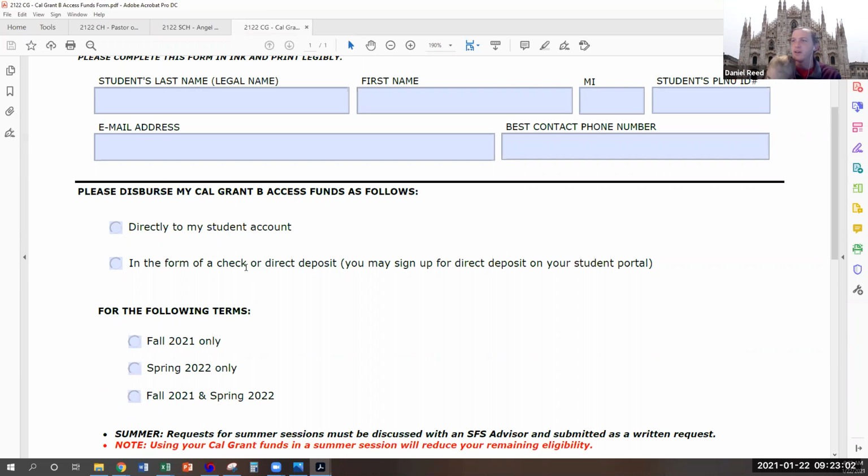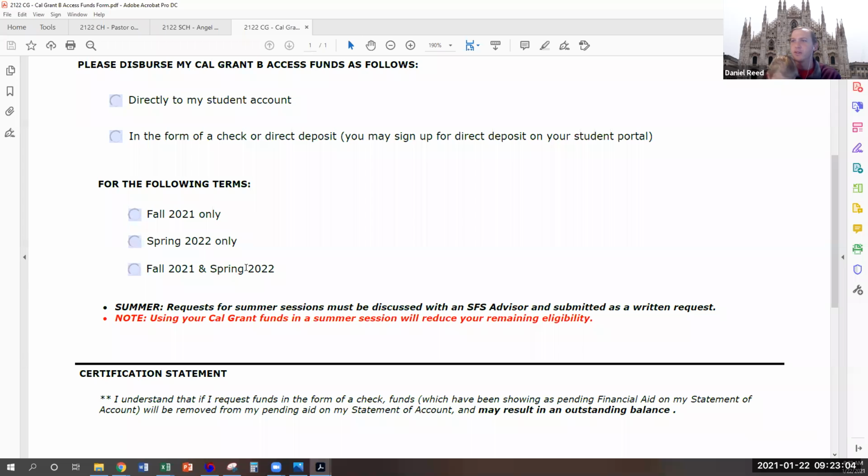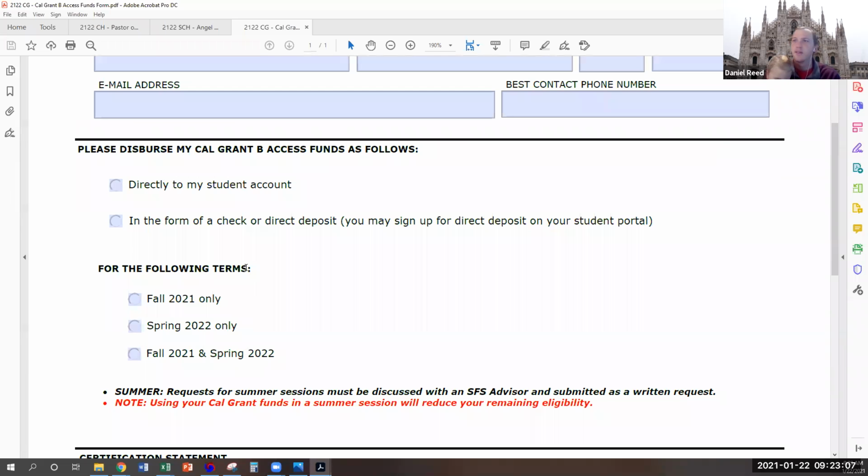This is a process where we need students to tell us what they want us to do with their Cal B access money, whether it should go straight to their student account or be refunded to them in the form of a check. This process really is run by advisors. We have to have it updated in PowerFids, so PowerFids knows what to do with it. But if there's a request for a check, then the advisors have a process to set that up, do the check request, and get that out to the student.